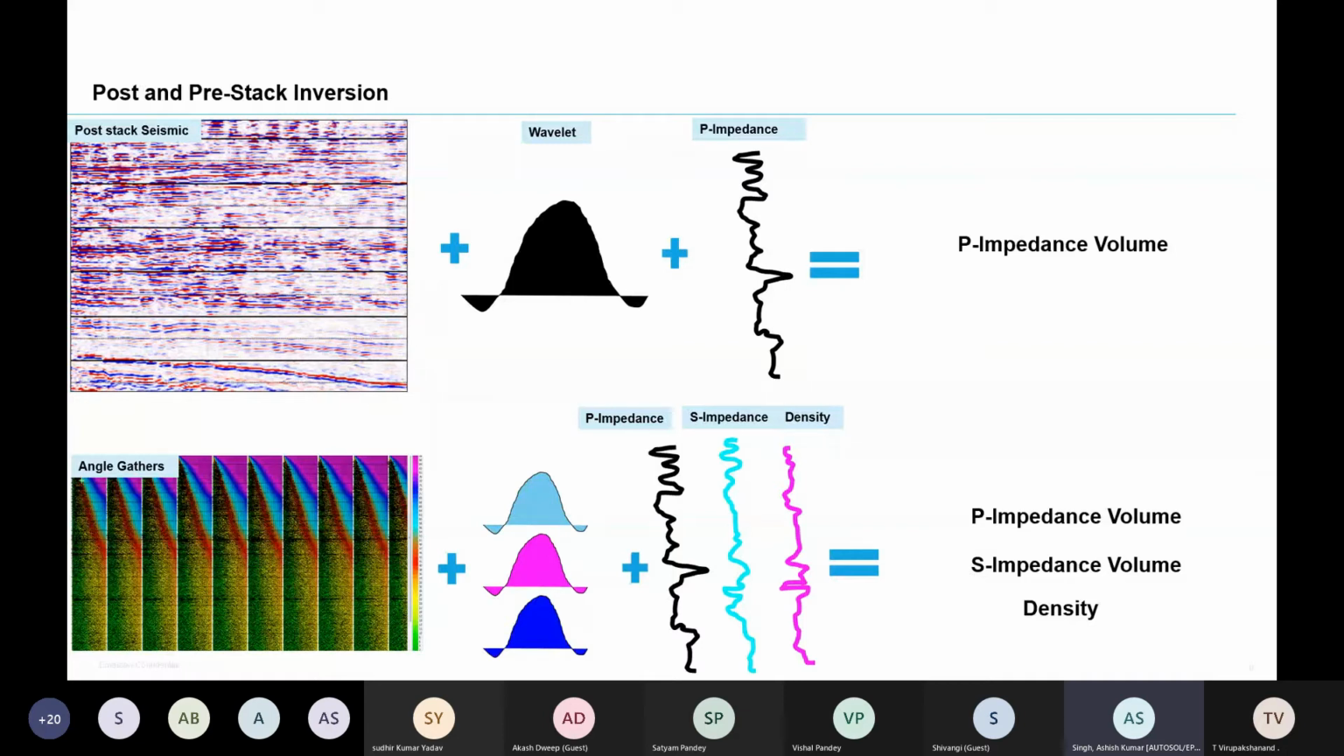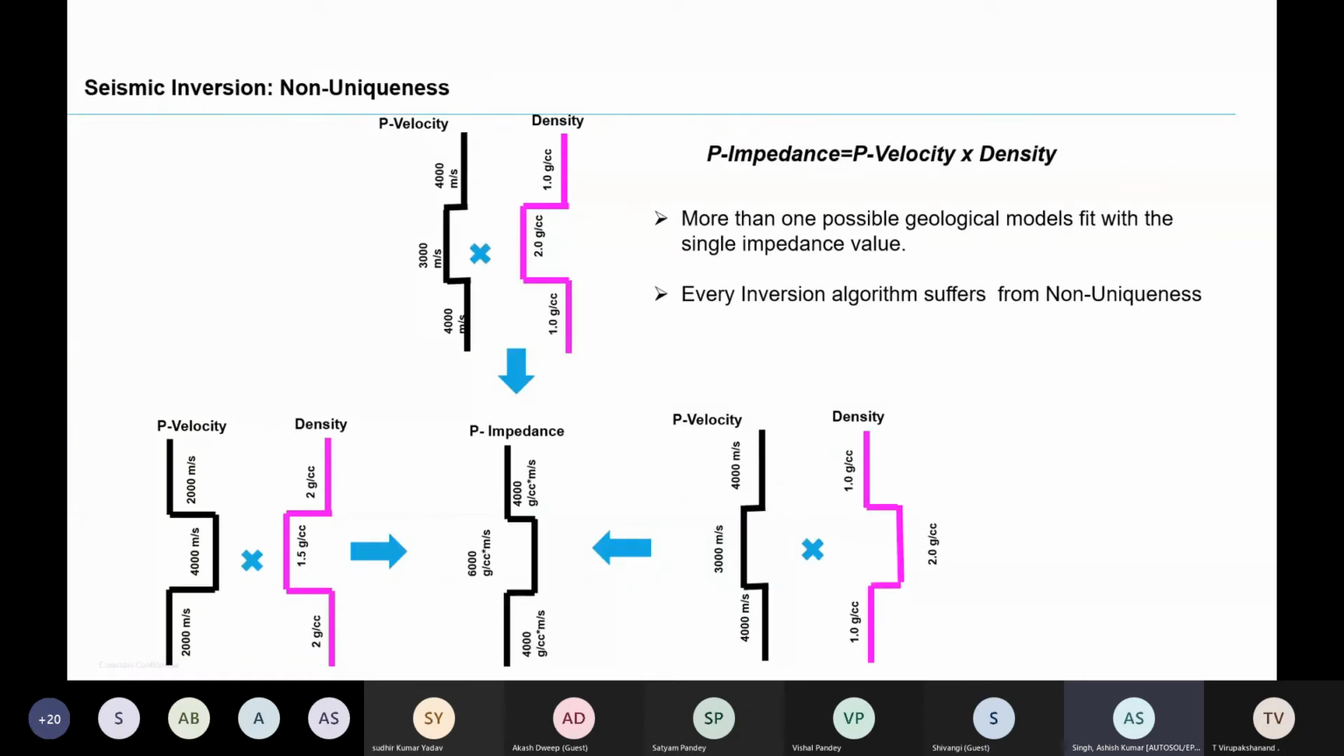So let's go again: what are the issues in inversion? Actually, what is non-uniqueness? Anybody know non-uniqueness and ambiguity? Ambiguity, yes. What is ambiguity? Yeah, so ambiguity means non-unique solutions. Very good. So can you give any example?